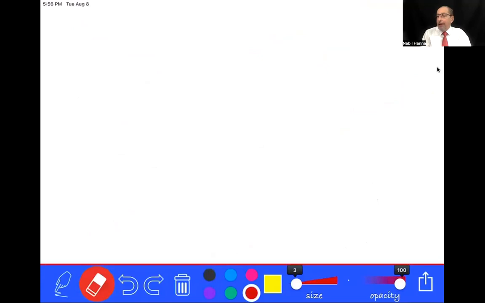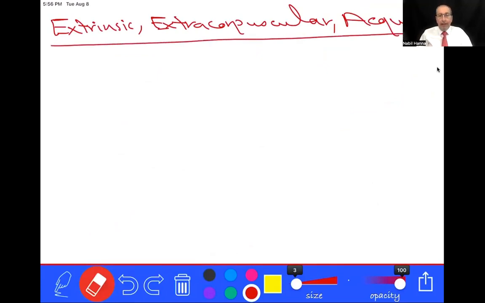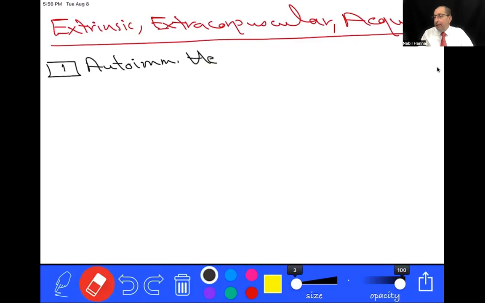Now, what are the extrinsic causes of hemolysis? Extrinsic, aka extracorpuscular, aka acquired. Here, you're born with normal red blood cells, but something happens outside the red blood cells, and this causes the red blood cells to hemolyze. The first example is autoimmune hemolytic anemias.